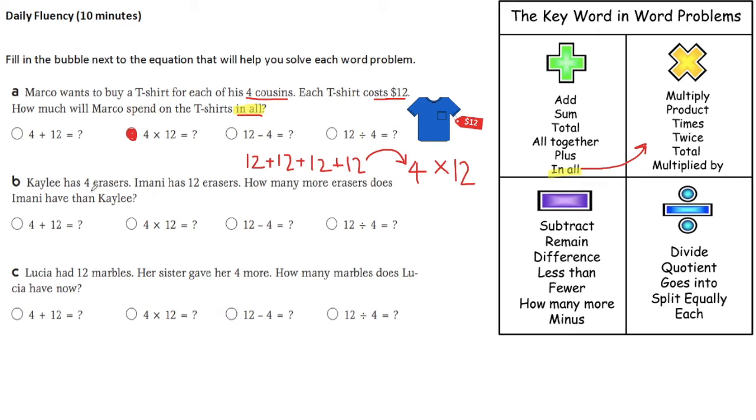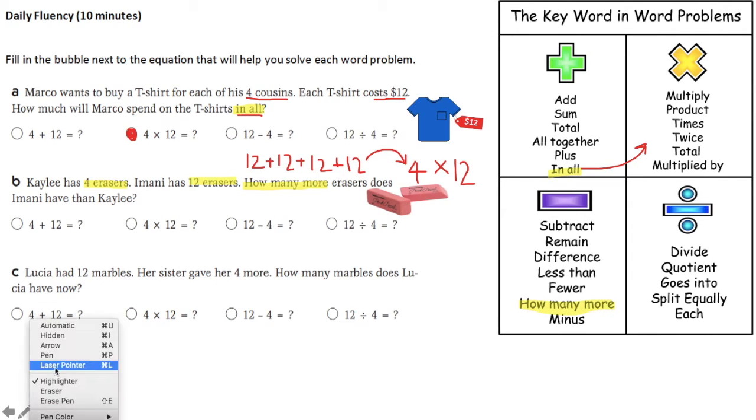Kylie has 4 erasers. Oh, cool. This one's about erasers. Imani has 12 erasers. Let's get those quantities. How many more erasers does Imani have than Kylie? Here is my key word. How many more? Do you see how many more on our keywords chart? Where do you see it? Shout it out. Yep, somebody said it. It is under subtract. So we know we're going to do subtraction here.